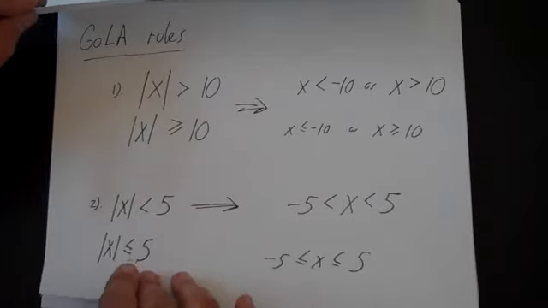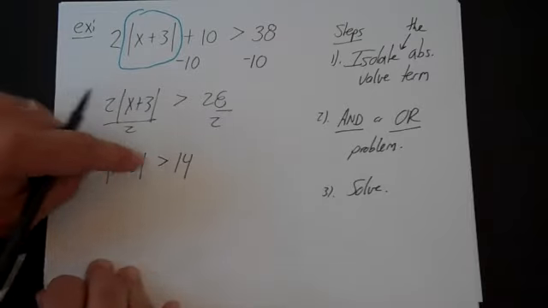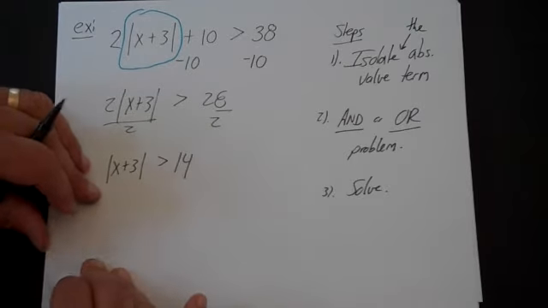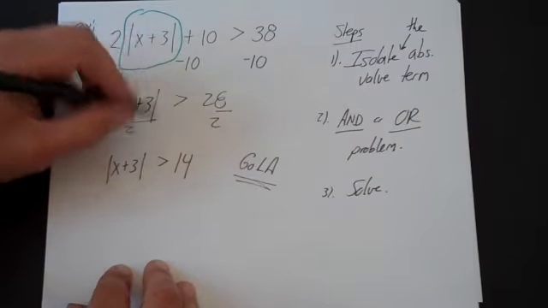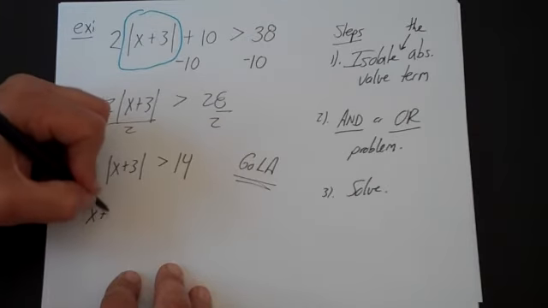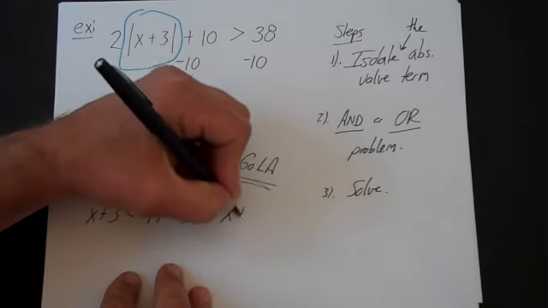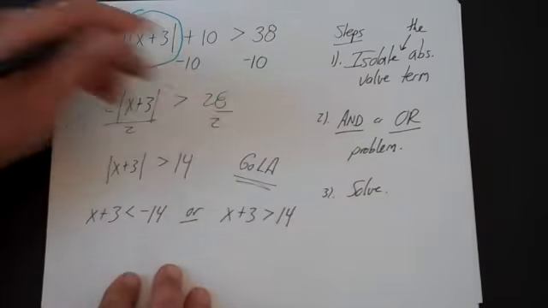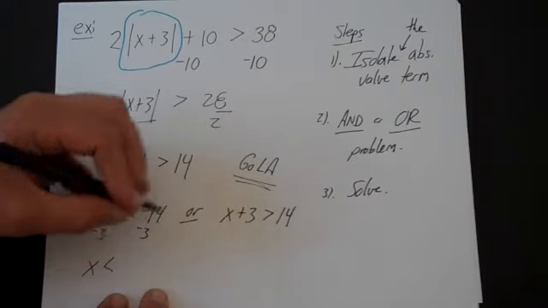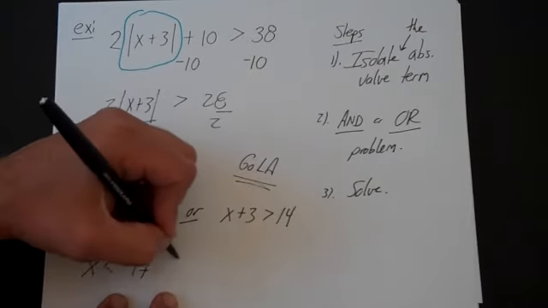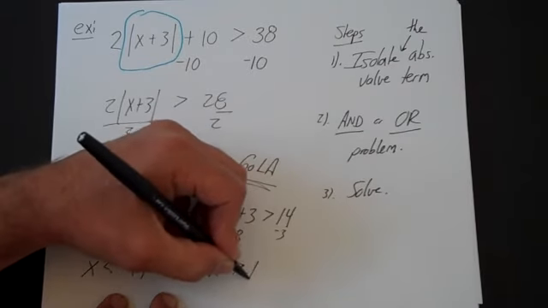So now if we come back to this problem and apply these rules, we have absolute value of x plus 3 is greater than 14. Is this an AND or an OR problem? It's GOLA: greater or, less and. So greater is OR, that means x plus 3 is less than the negative, or greater than the positive. Now we simply solve both of these. You subtract 3 and subtract 3, and you get x is less than minus 17. Or, here you subtract 3 and subtract 3, x is greater than 11.